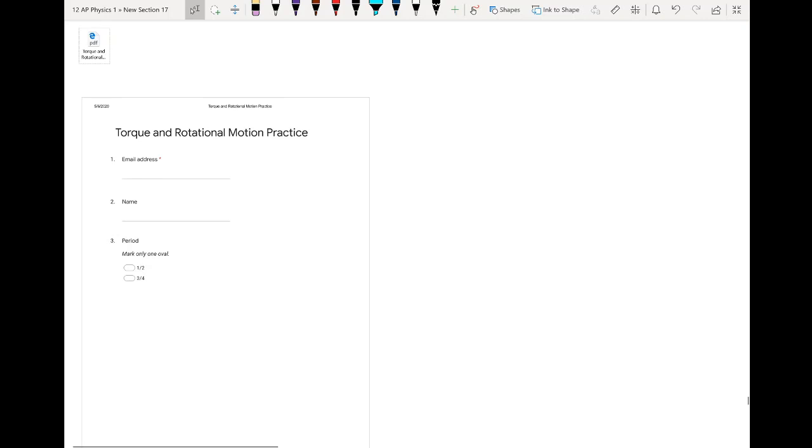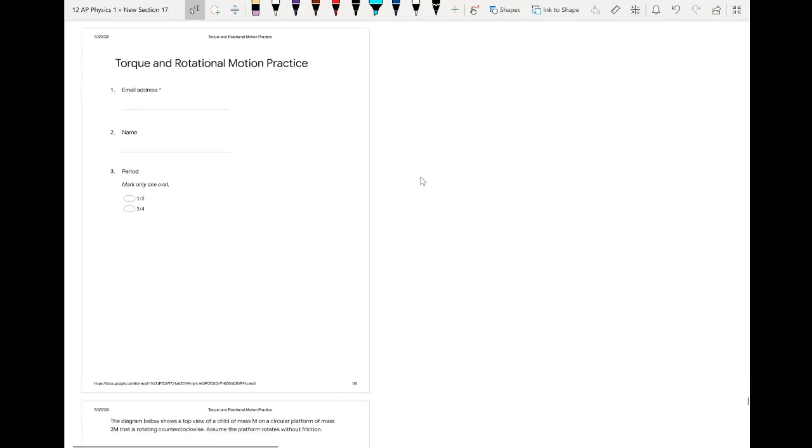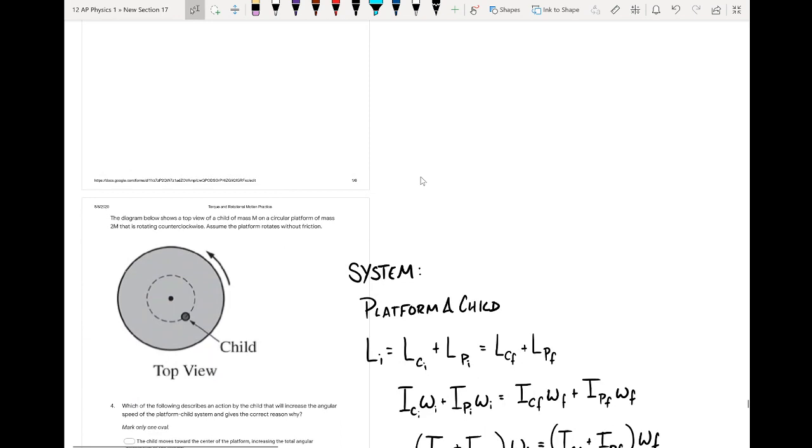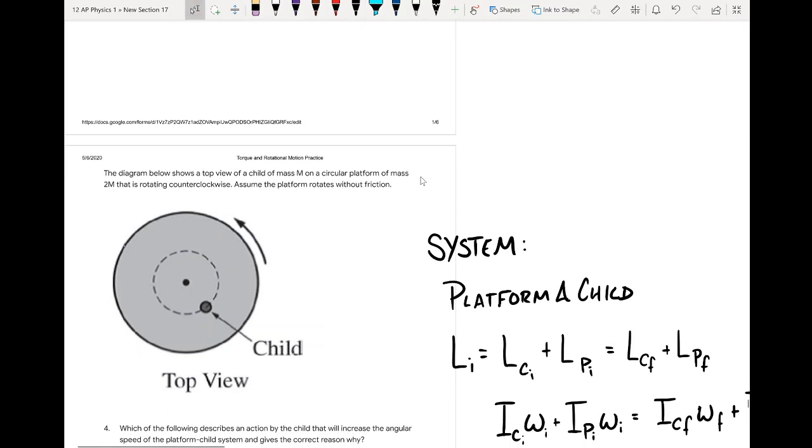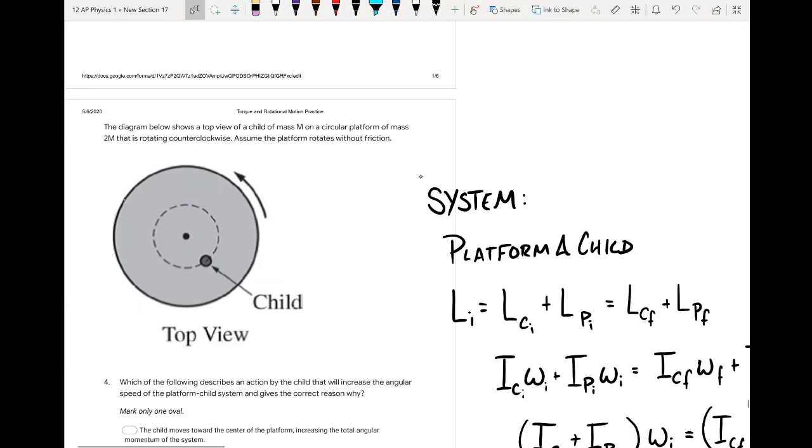Okay, so we're going to look at the torque and rotational motion practice questions. For the first one, the diagram below shows a top view of a child of mass m on a circular platform of mass 2m that is rotating counterclockwise. Assume that the platform rotates without friction. That's a good idea, this "without friction." This means we don't have any outside forces and therefore outside torques acting on our system. The system is just the child and the platform.